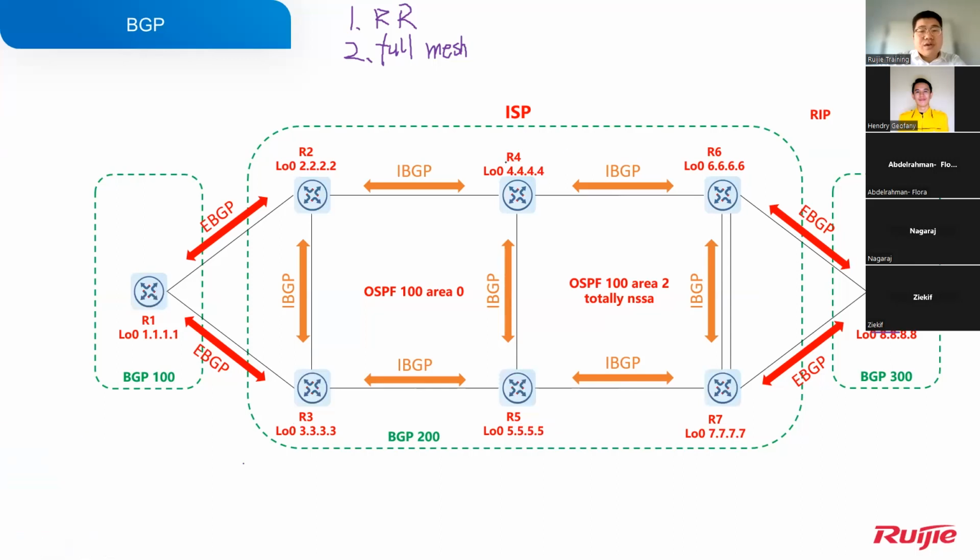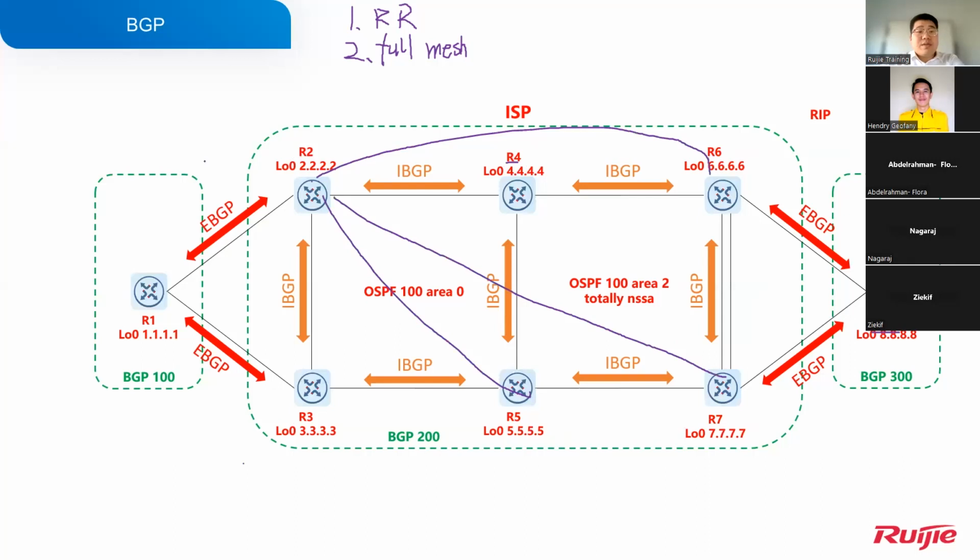Since here, R2 and R4 are IBGP, full mesh means R2 should establish IBGP with R4, R6, R3, R5, R7 directly. Since in this case, R2 and R6 are IBGP neighbors, the route 11 will be directly forwarded to R6, right? And this is the EBGP, you can see the route from the EBGP neighbor forwarded to IBGP neighbors R6, R7, R5, R3, R4. So this is also a solution to solve this problem.